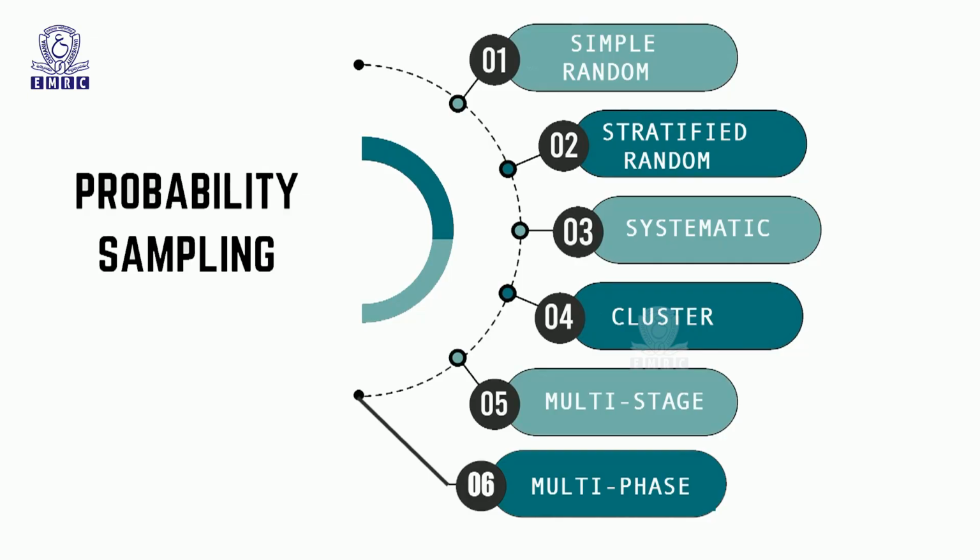Types of probability sampling. Probability sampling is divided into six types. They are simple random sampling, stratified random sampling, systematic sampling, cluster sampling, multi-stage sampling, and multi-phase sampling.